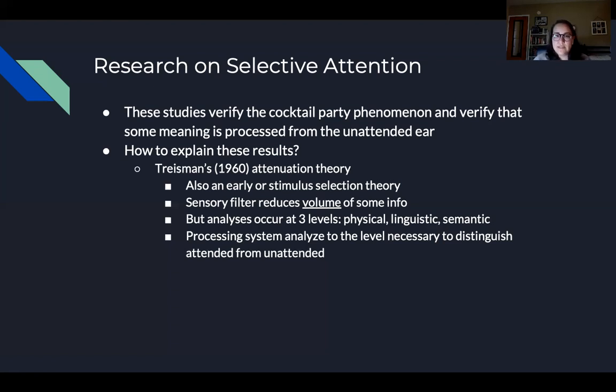So these different levels of analyses allow for a streamlined approach, this efficiency to attention. But again, it was only to the extent that the distinction was able to take place, right? So it wasn't doing anything more sophisticated than that. It was really just doing the bare minimum to try to differentiate between these two messages.